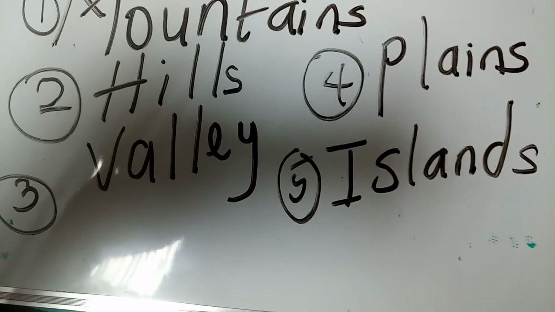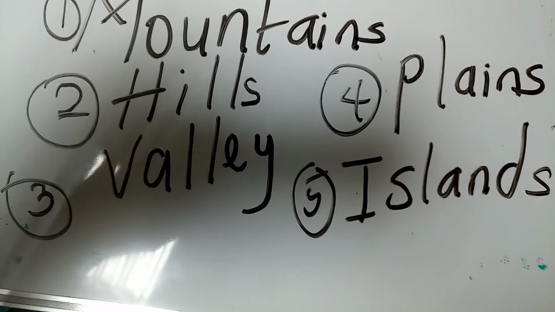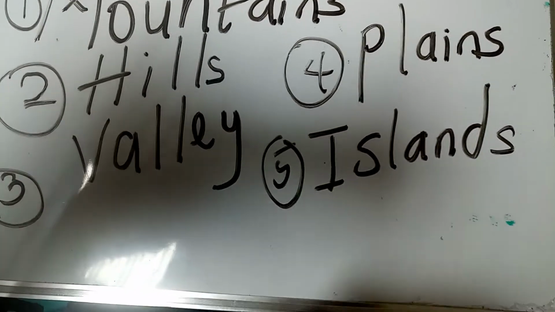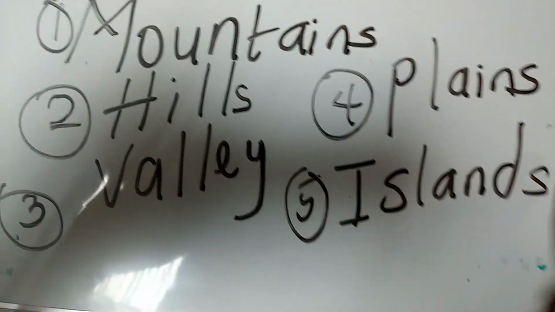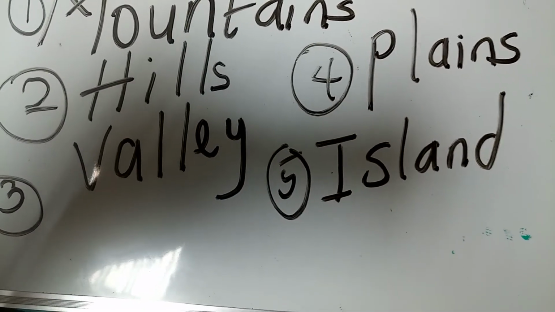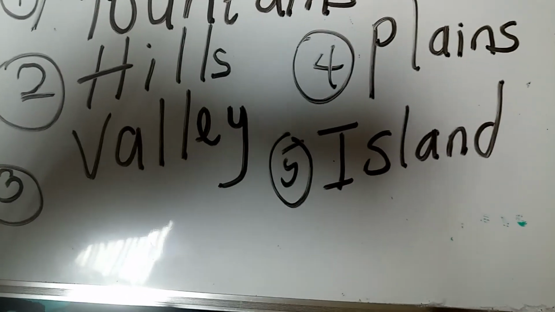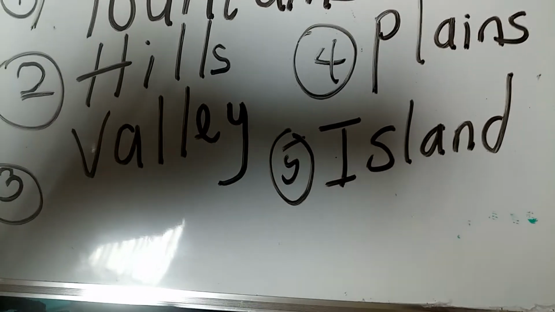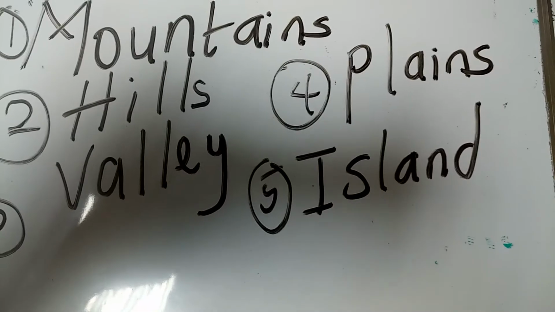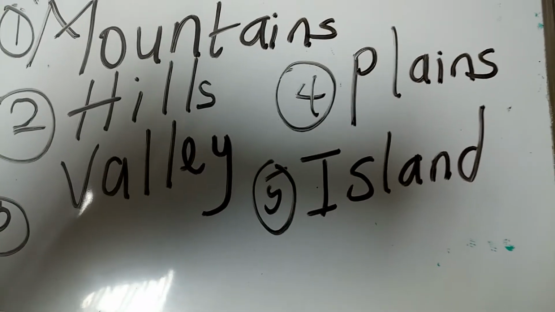Then I told you about plains. What is a plains? A plains is a flat area of land. Then what is island? An island is a land that is surrounded by water. And I want you to give me an example of islands that you know. Some countries that have islands, I'm expecting you to give me examples.